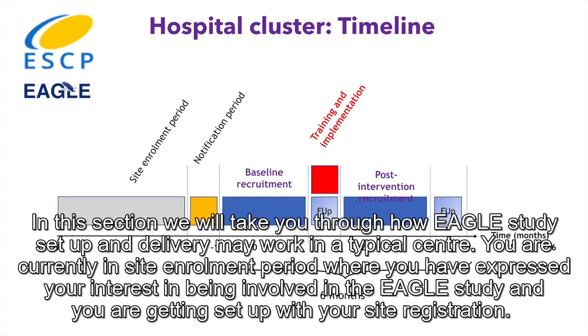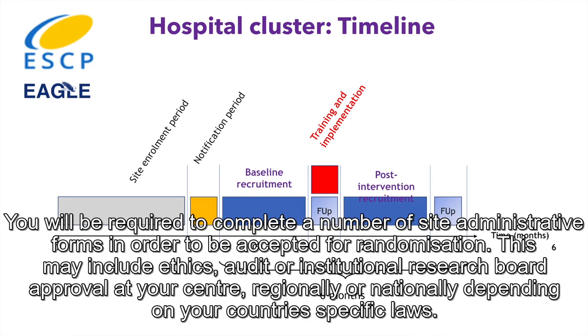In this section, we will take you through how EAGLE study setup and delivery may work in a typical centre. You are currently in the site enrolment period, where you have expressed your interest in being involved in the EAGLE study, and you are getting set up with your site registration. You will be required to complete a number of site administrative forms in order to be accepted for randomization. This may include ethics, audit, or institutional research board approval at your centre, regionally or nationally, depending on your country's specific laws.